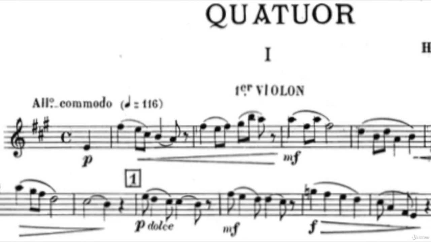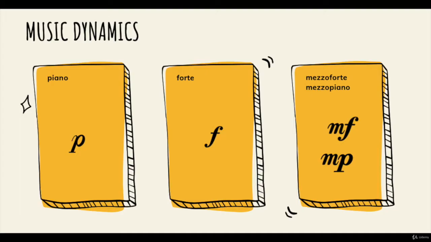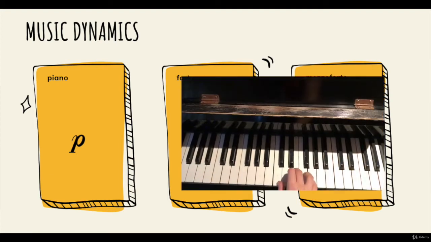First one is piano. It tells us to play softly, and it is shown with an italic P symbol on the sheet music. So when you see this symbol, you need to play soft.